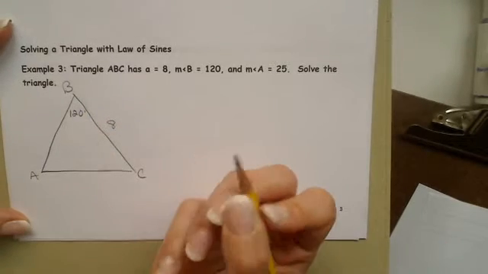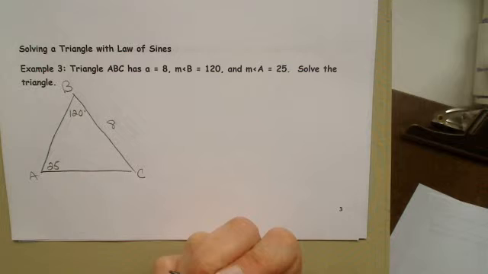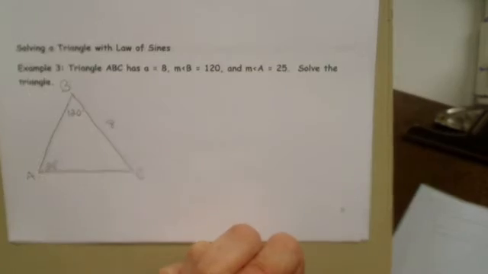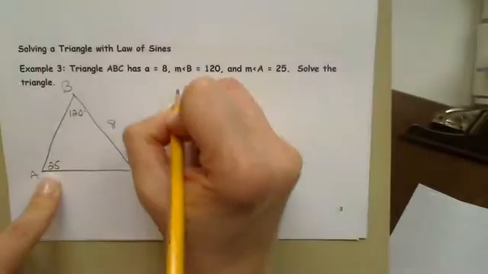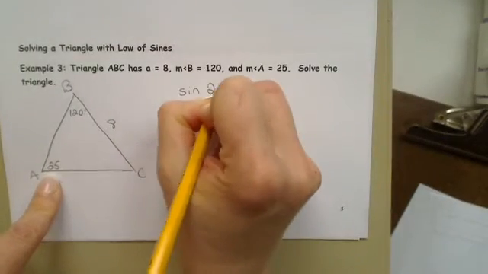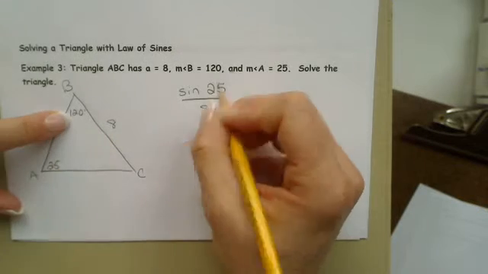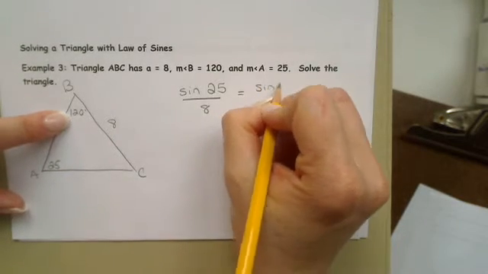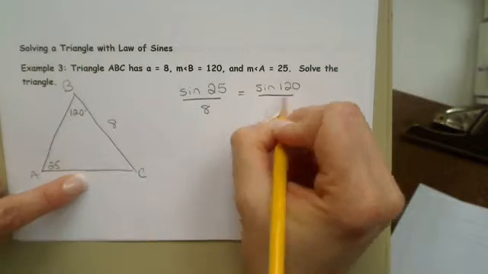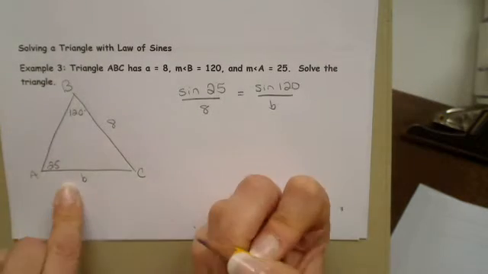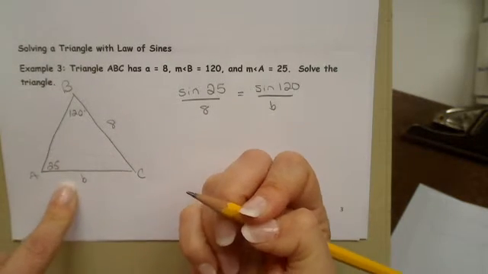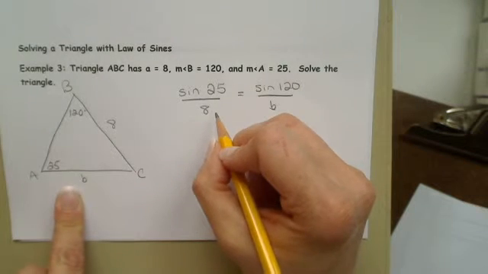So you can see my picture is not to scale, but that does not matter because we just need relationships to help us set up the proportions. It says solve the triangle. It doesn't tell us which side or angle to find first. Now we're using law of sines because that's all we've got right now. So we know we're going to do sine of 25 over 8 because that's an angle on the opposite side. Since we know the 120, we'll do sine of 120, and it looks like we're going to find this side first. So we're going to cross multiply and solve that proportion.